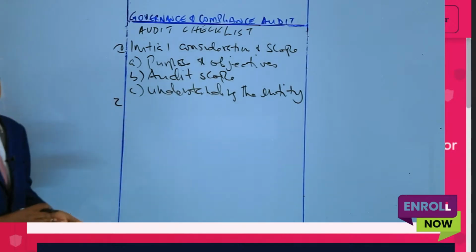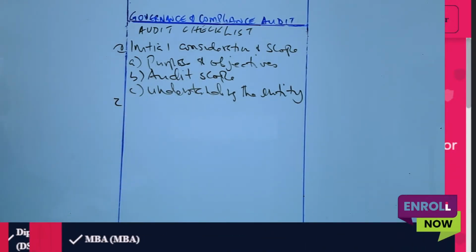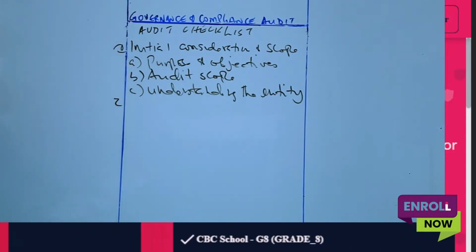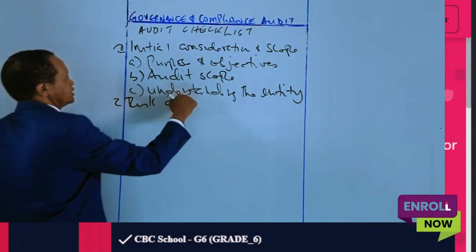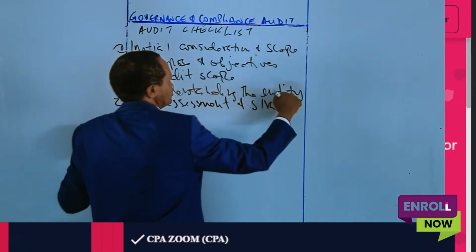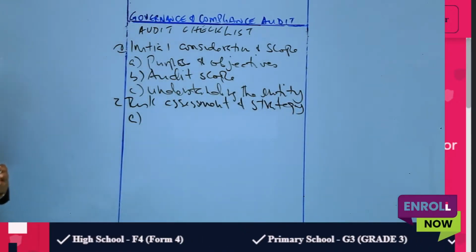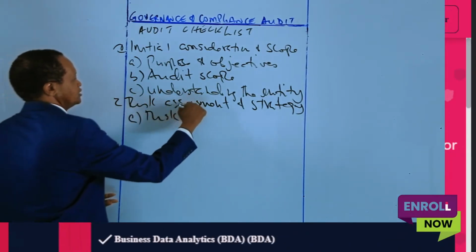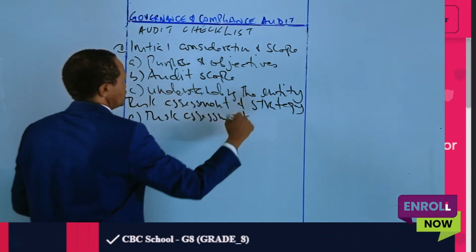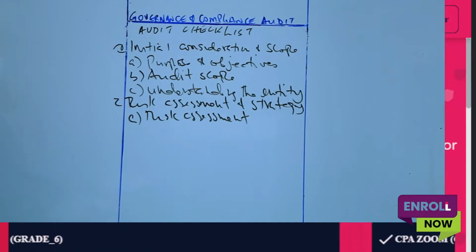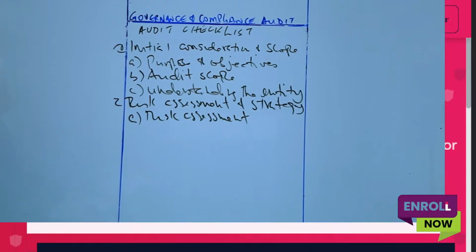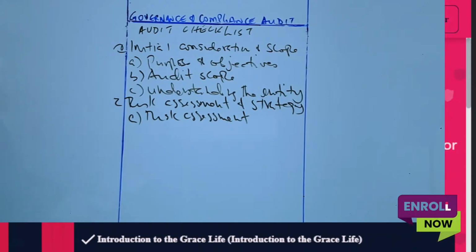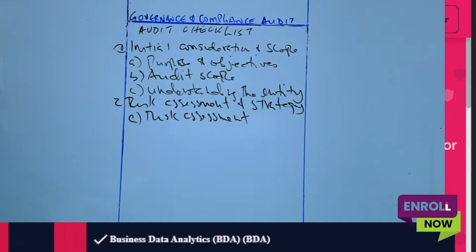Then the second aspect is our phase. So this is just phase 1. Then phase 2, we have risk assessment and strategy. Now here we are talking about the risk assessment. Number 1 is risk assessment. What questions should be answered here? 1, have we conducted a preliminary risk assessment to identify high-risk areas of non-compliance? Number 2, have we identified the inherent and control risks for the key audit areas?